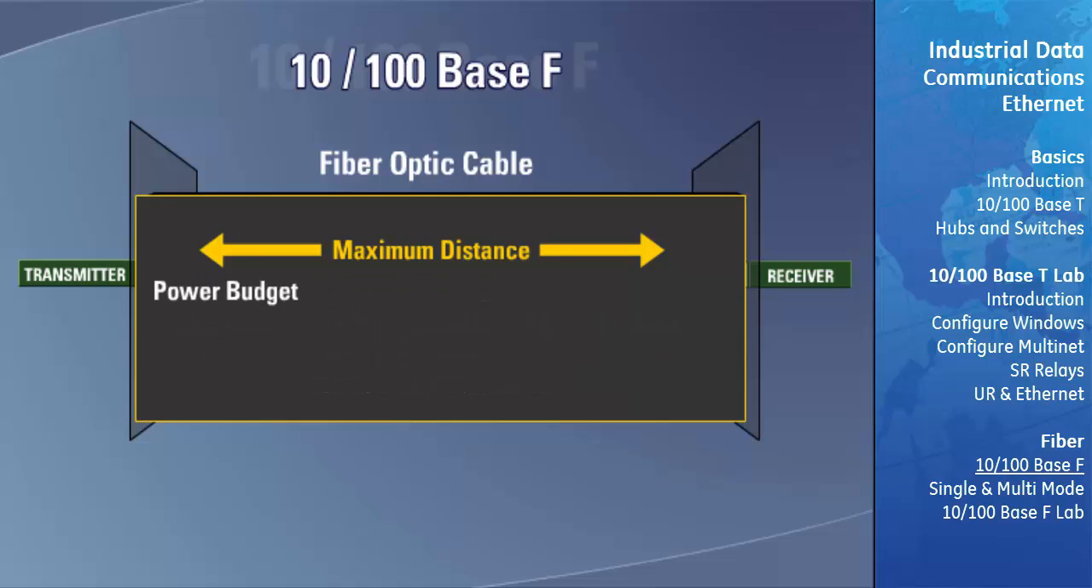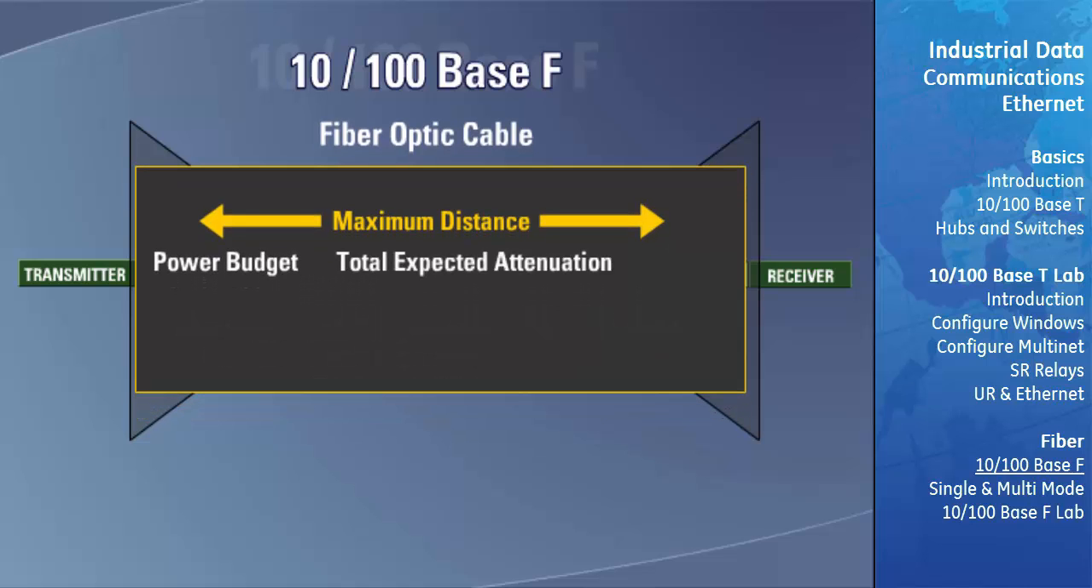The next step is to calculate the total expected attenuation of the light by summing all sources of attenuation such as the cable, connections, splices, etc. as follows.